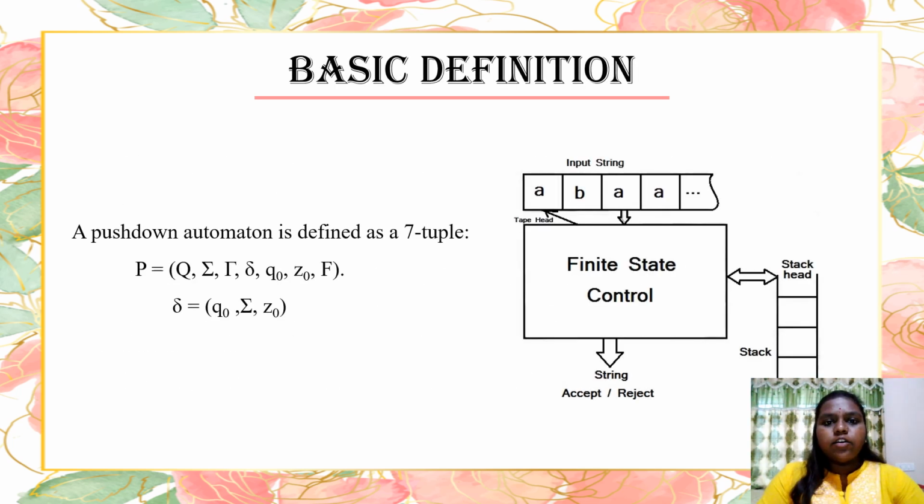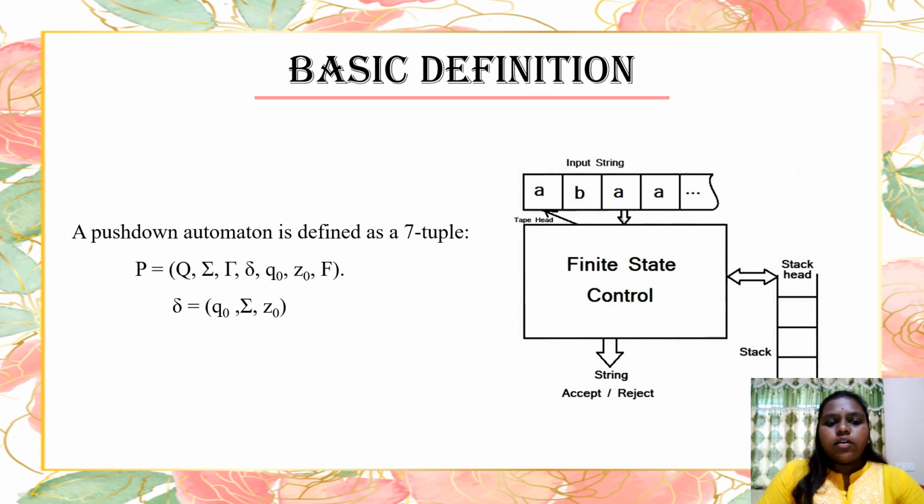Basic definition of pushdown automata. It has merely 7 tuples. P is equal to (Q, sigma, gamma, delta, q naught, Z naught, F). Its transition function is delta of (q naught, sigma, Z naught).